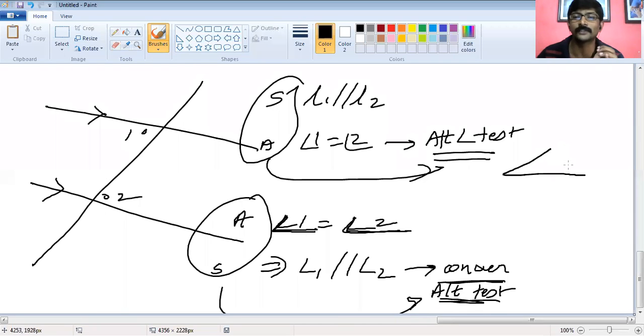Same thing in an isosceles triangle. If the two sides are equal, then we say the angles opposite to the equal sides are congruent by the isosceles triangle test. Here in the converse, if the base angles are equal, then the sides opposite to them are equal. That is by the converse of the isosceles triangle test. Did you understand, students? That's nice.